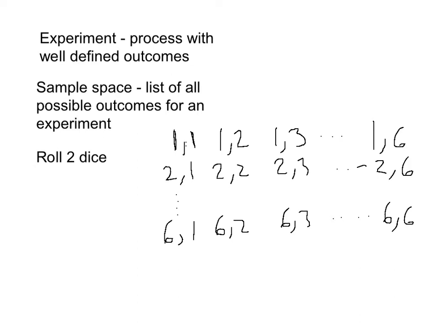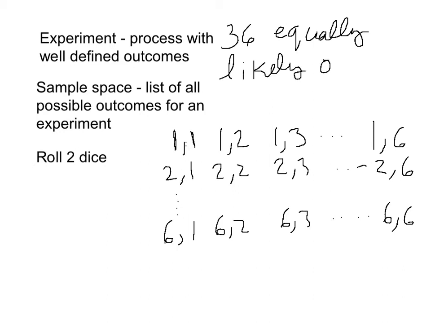There would be 36 equally likely outcomes. Each of these outcomes would be as likely to occur as any other with a balanced set of dice.